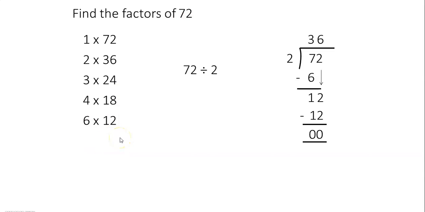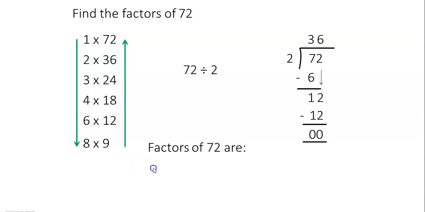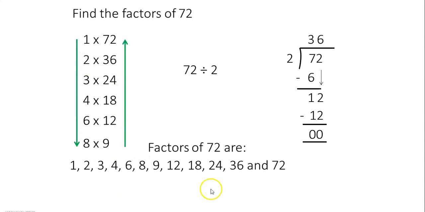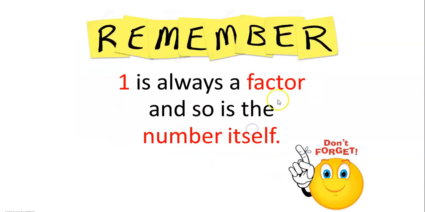What is 8 times what is 72? 8 times 9 is 72. And now it repeats: 9 times 8 is the same as 8 times 9. So we can be sure that we have found all the factors of the given number, in this case 72. So here we go: 1, 2, 3, 4, 6, 8, 9, 12 all the way up to 72. So these are the factors of 72. Remember, 1 and the number itself are always factors of a given number.